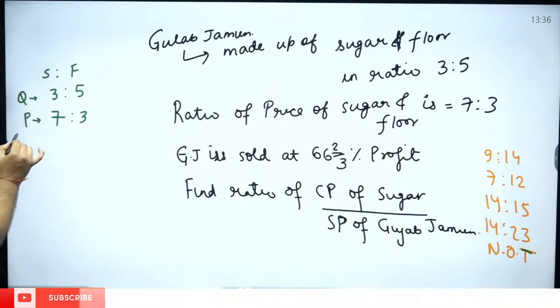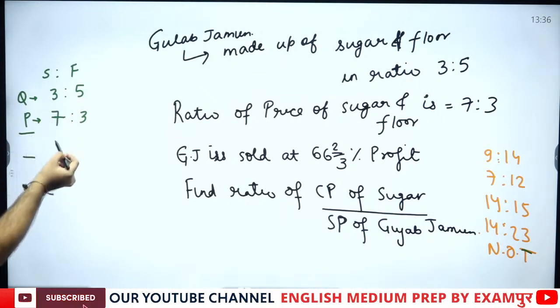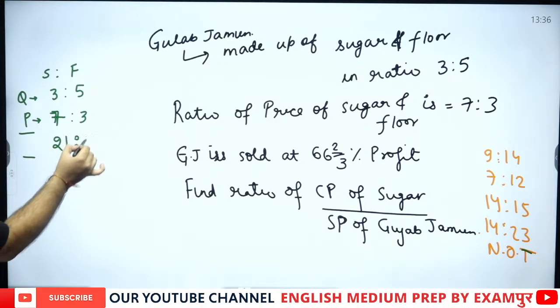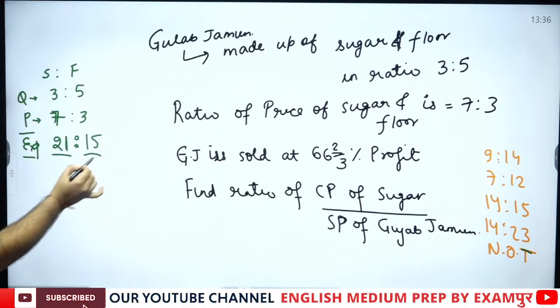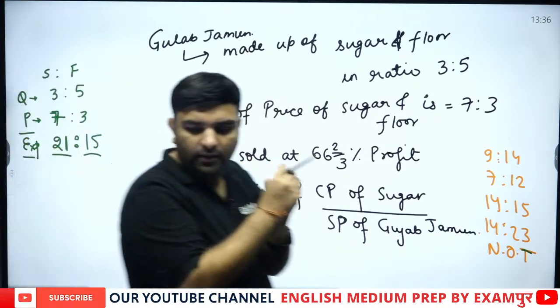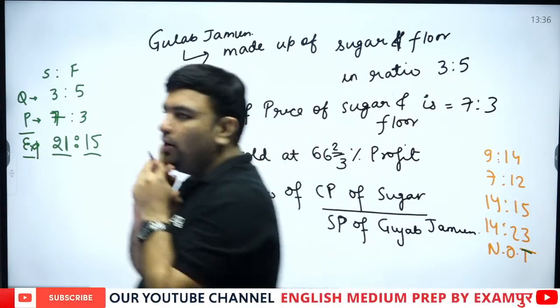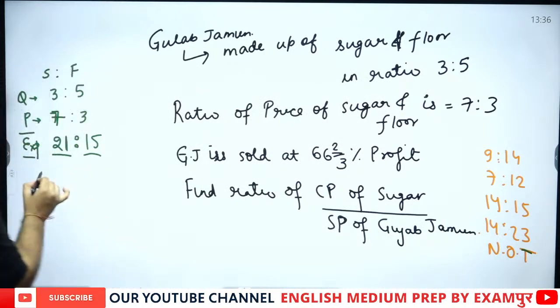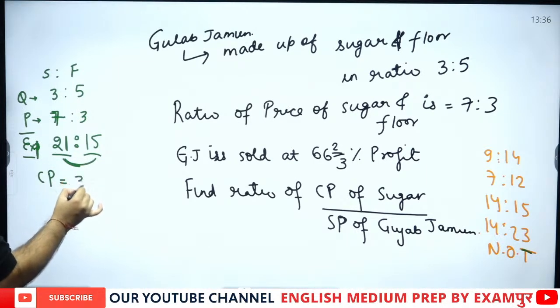Can I say their multiplication from the expenditure over the total? So expenditure over sugar 21, expenditure over flour 15. So can I say the CP of the gulab jamun is 36?